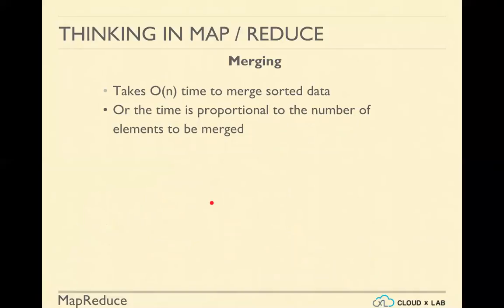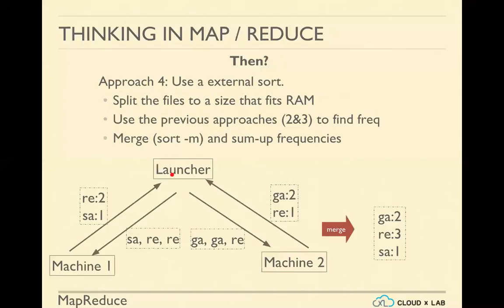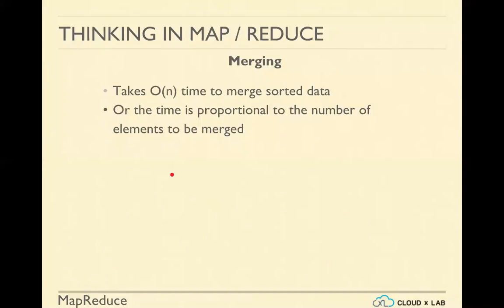Big O(n) time means the order of n time. If n is the number of records, time is going to be proportional to n. If it takes 1 millisecond to merge one record, it will take n milliseconds to merge n records. That's what big O notation means. So it'll take O(n) time to merge sorted records, or the time is proportional to the number of elements.